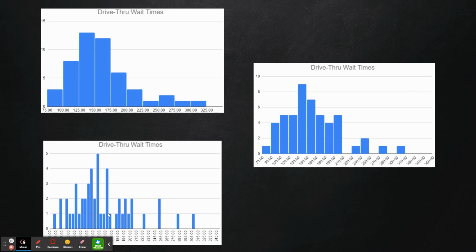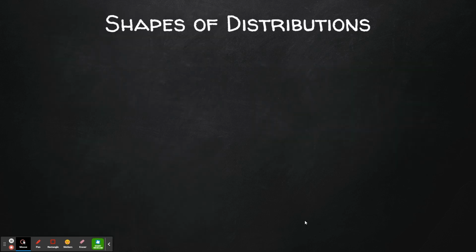Histograms are intended to give a general shape and look at the distribution. It doesn't need to be this detailed. So something like the 25 is probably the best. 50 was okay, but 25 gives a little more detail without getting too detailed like the 15 and the 10. So when you're making a histogram, you just kind of want to use your best judgment on how wide you make those bins.